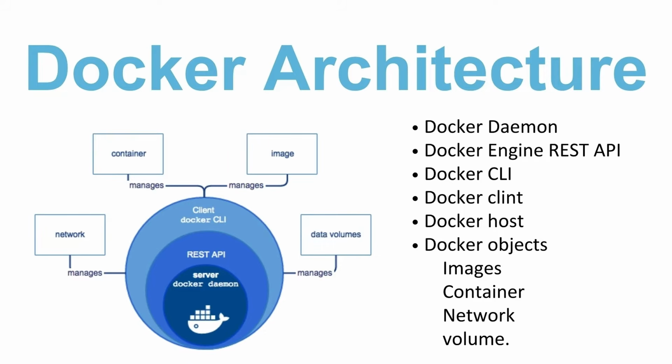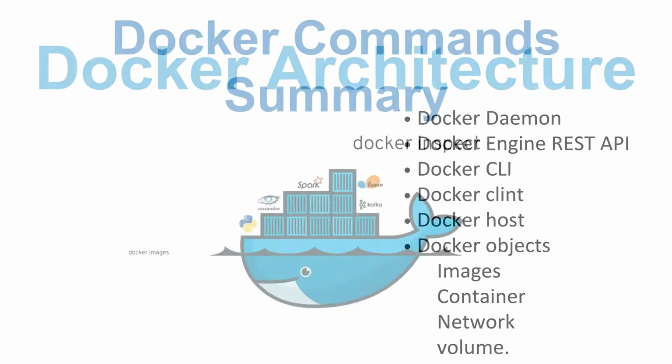Inside the Docker host, we have the key Docker objects: images, the blueprints of containers; containers, the running instances of images; networks, which connect containers together; and volumes, which store persistent data. So in short, the client sends commands, the daemon executes them, and the host runs the containers and resources.